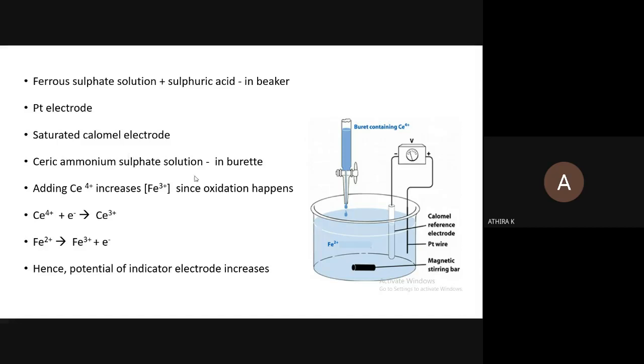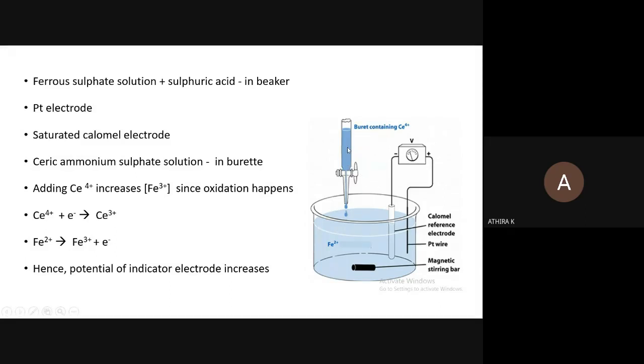Okay. Then about our titrant, which is taken in the burette. That is ferric ammonium sulfate. Ferric ammonium sulfate solution is the titrant. In ferric ammonium sulfate, cerium exists in the 4 plus oxidation state, Ce4 plus. So our apparatus and the setup is ready. We have to perform our experiment.